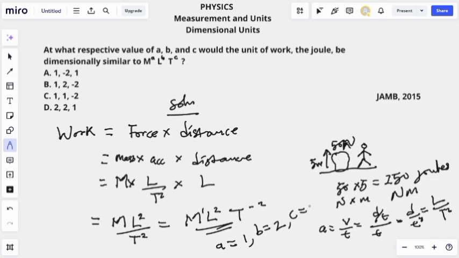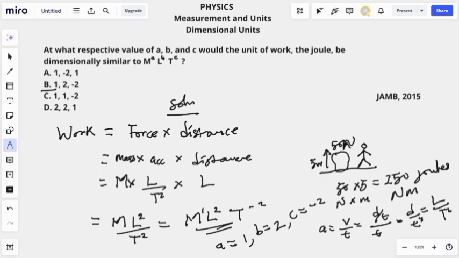And c will be equals to minus 2. So that is 1, 2, minus 2, option B. So that is how to find the dimensional unit of any physical quantity. So the key to this is being able to define the unit mathematically or in physics form.